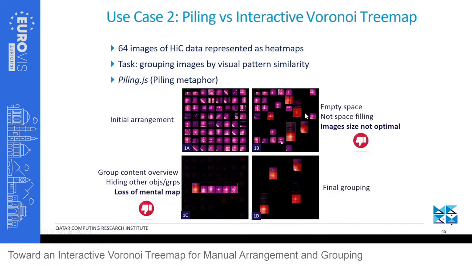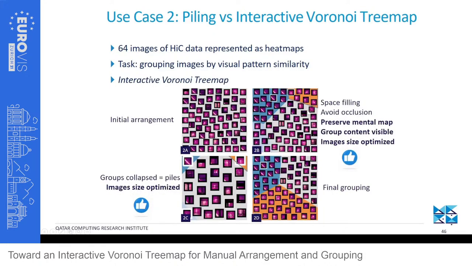And as you can see, the content of the group is not visible, it is hidden in the pile. You can only see one image at a time by going over the pile itself. If you want to see all the images in a group, in a pile, you have to expand the pile. So you will get this visualization. But the problem is that when you expand the pile, it hides the rest of the map. So you lose the mental map of the user. And at the end, you get a set of piles as a final grouping.